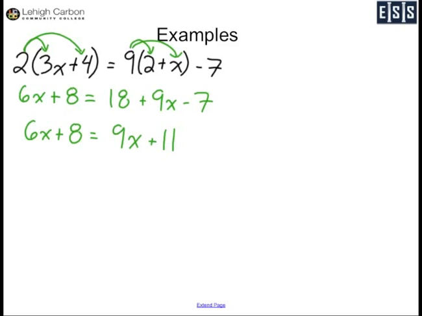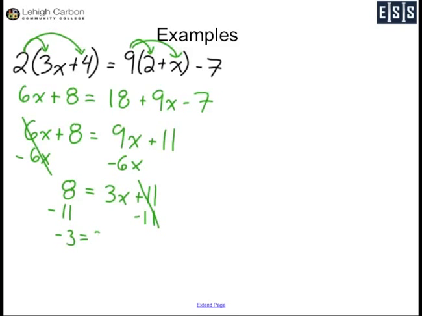Now I need to get all of my variables to one side of the equation. So I'm going to subtract 6x from both sides. Or I could have subtracted 9x. But again, I like to avoid negatives if I can. 9x minus 6x is 3x. Now I subtract 11 from both sides. Negative 3 equals 3x. Divide by 3. X equals negative 1.